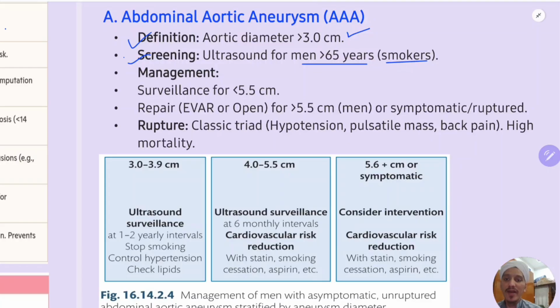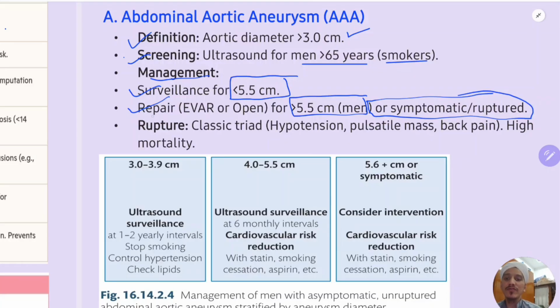How will you manage? If the size of the aneurysm is less than 5.5 centimeters, you will do surveillance by ultrasonography. But if the size is more than 5.5 centimeters, then you will do repair. Or if the aneurysm is symptomatic or ruptured, then you will plan for repair of the aneurysm. When it is ruptured, the symptoms will be the classical triad of hypotension, pulsatile mass in the abdomen, and back pain.